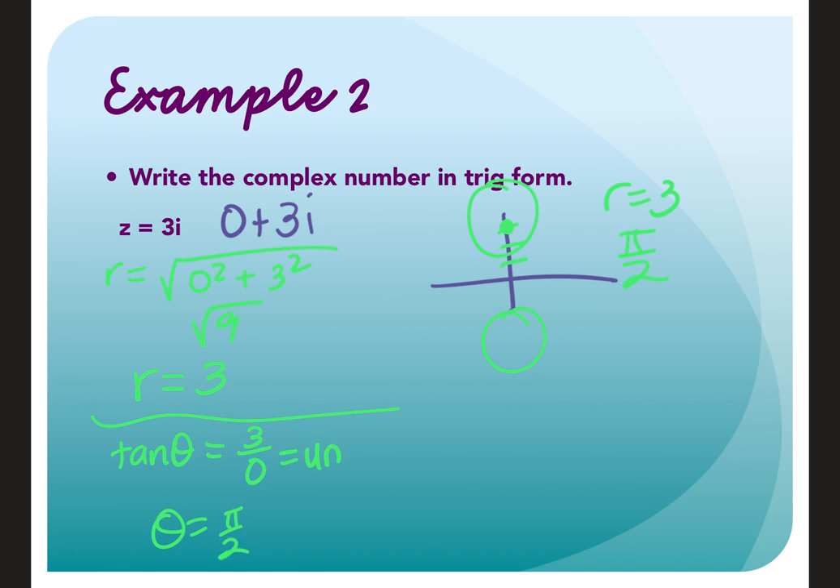Now we got to put it in the format it's supposed to be in. So the r, which is the 3, goes on the front, times cosine theta, which is pi over 2, plus i sine theta, which is pi over 2. Or distribute. You could also distribute and be 3 cosine pi over 2. Yeah? It doesn't care. It'll take both.